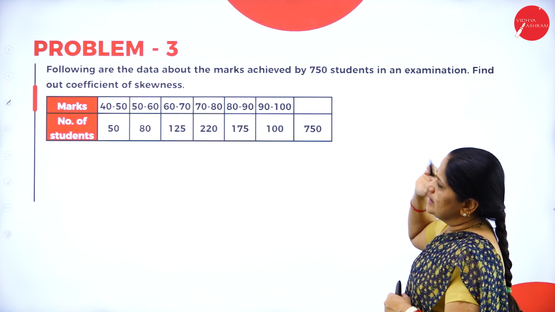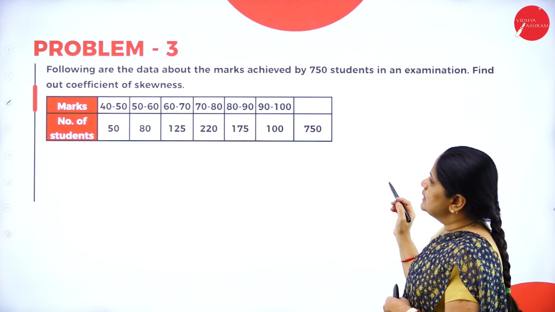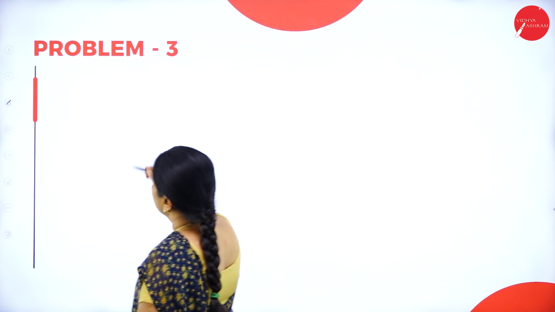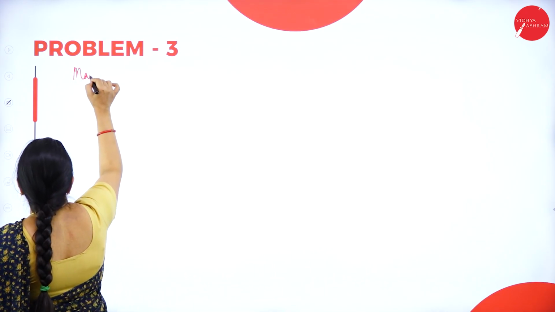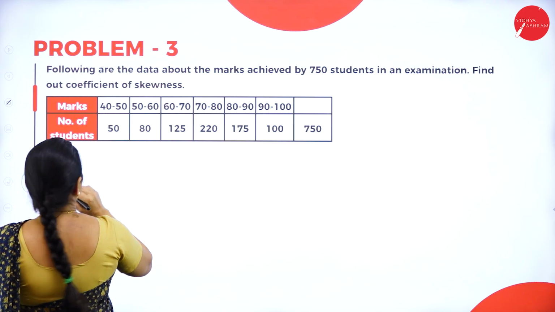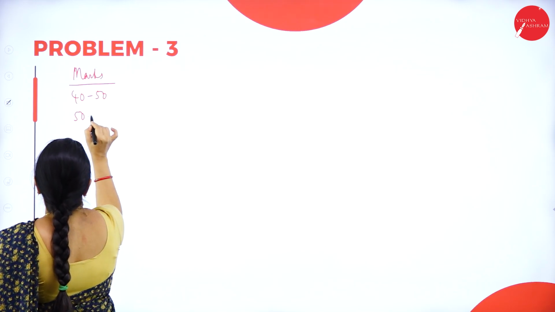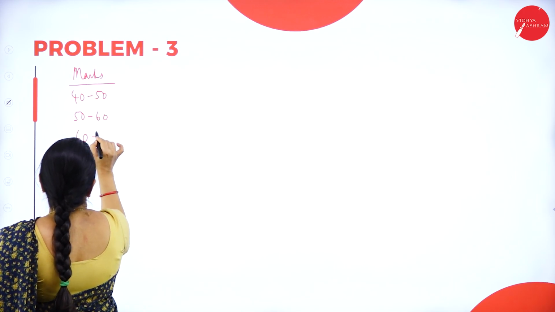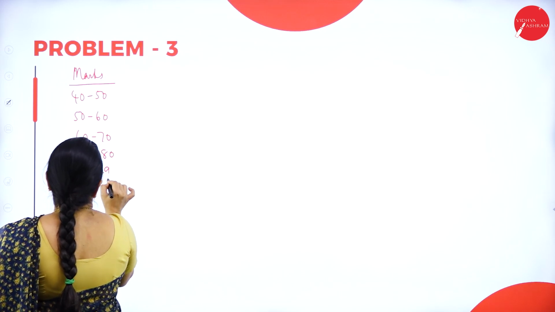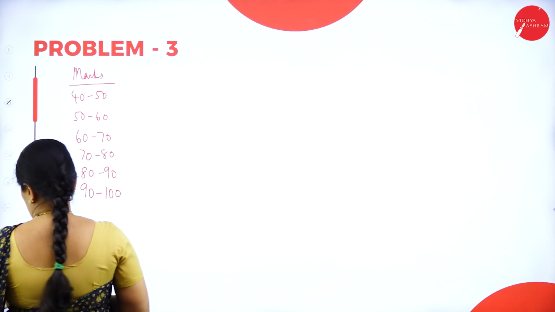The marks are given here: 40 to 50, 50 to 60, 60 to 70, 70 to 80, 80 to 90. Then the number of students is also given. So we'll write it down in the next slide. The marks are given as follows: 40 to 50, 50 to 60, 60 to 70, 70 to 80, 80 to 90, 90 to 100.